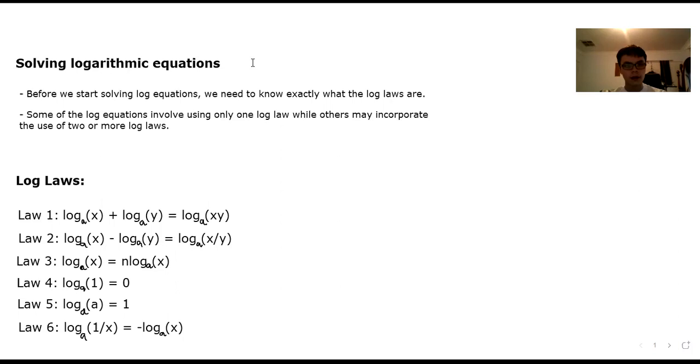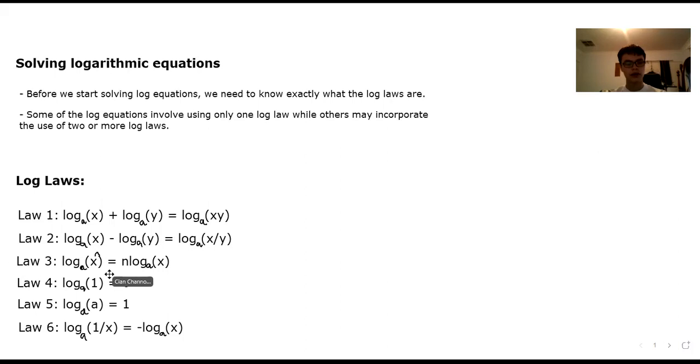All right, oops, I forgot to add this power in. So there we go. All right, let's have a look at log law number 3 now.